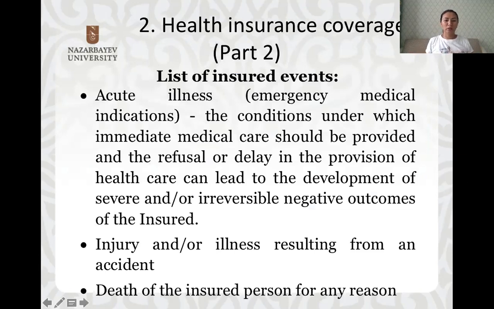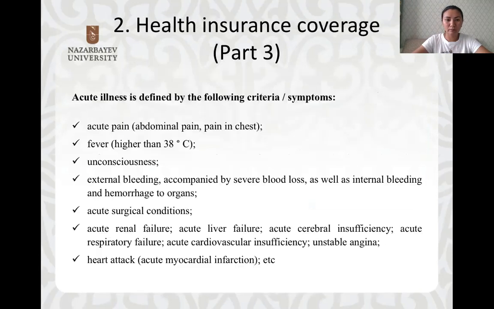Okay, what is acute illness? It's a condition under which immediate medical care should be provided in order to avoid some irreversible or severe negative outcomes, and later I will show you examples of that. Injury and, sorry to say, death. Well, what is acute illness? So it's acute pain, fever, unconsciousness, bleeding, surgical conditions, heart attack, etc.